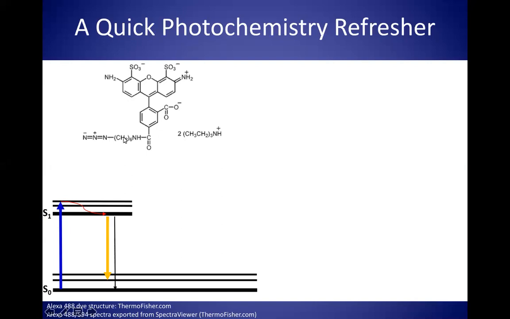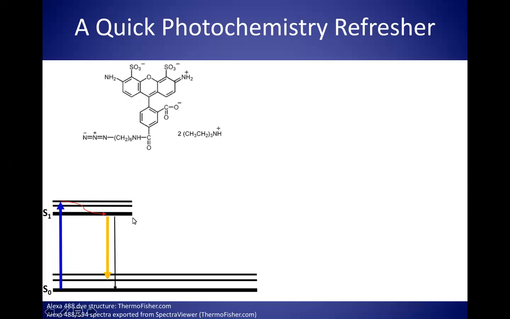It's called Alexa 488. And when it fluoresces, it undergoes an electronic transition. So there are delocalized electrons, and they're going to be jumping from the highest occupied molecular orbital to the lowest unoccupied, or the S1. So I shine light. Light is energy. If that energy matches the distance between these orbitals, an electron will jump.